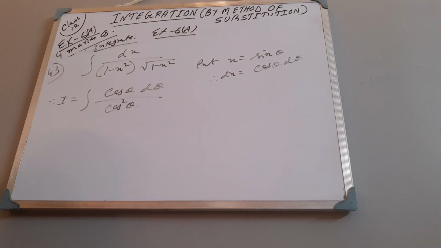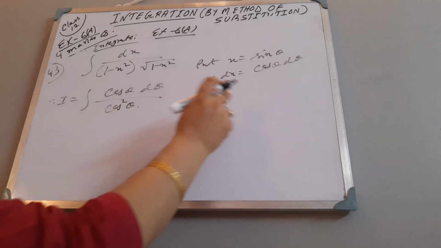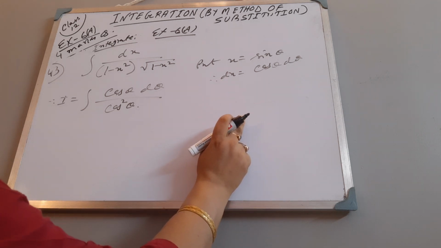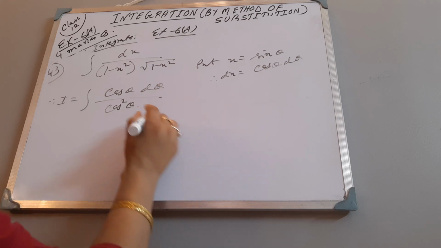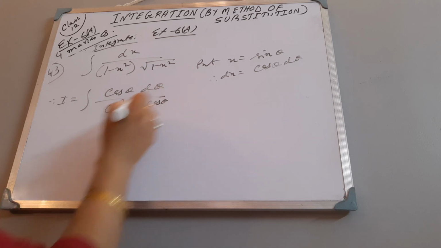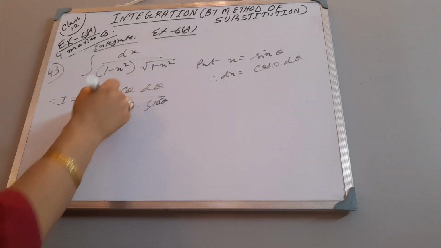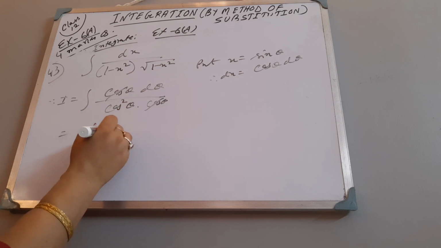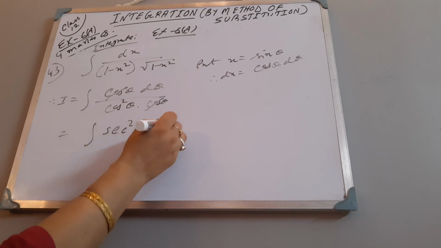And square root of 1 minus x square means square root of 1 minus sine square theta, that is square root of cos square theta, that is again cos theta. Now this and this will be cancelled. So 1 by cos square theta means sec square theta d theta.